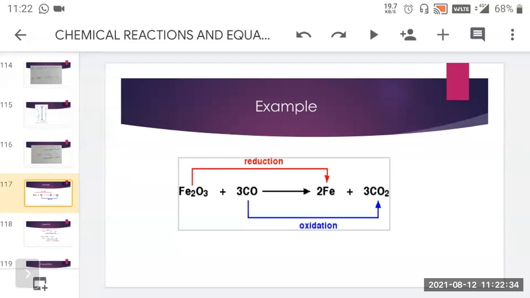So here in this case, we can see Fe2O3 gets reduced to Fe. So reduction takes place, because of the removal of oxygen. And as CO gains the oxygen, oxidation of CO takes place, and it gets converted into CO2. So here both reduction and oxidation have taken place, and hence whenever in the same chemical reaction both oxidation and reduction appear, then you can say that it is a redox reaction.